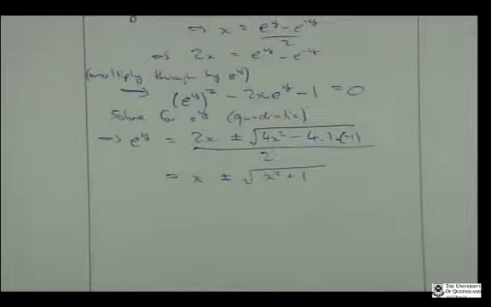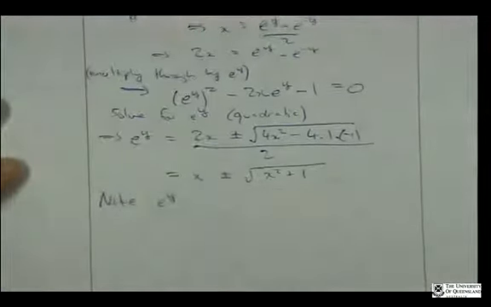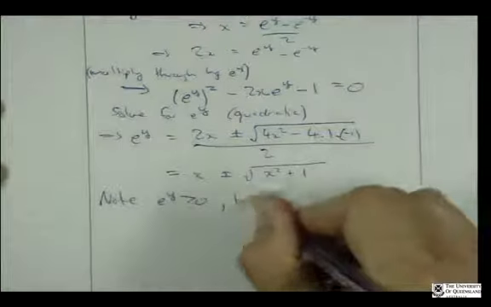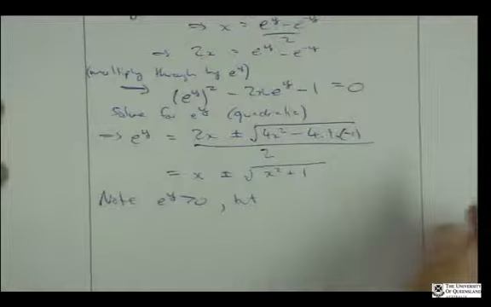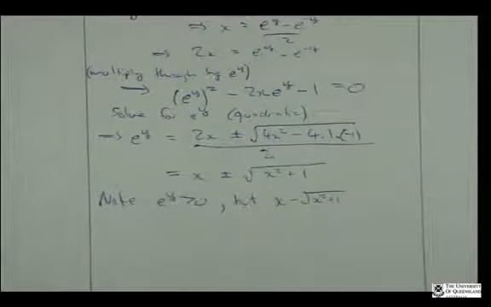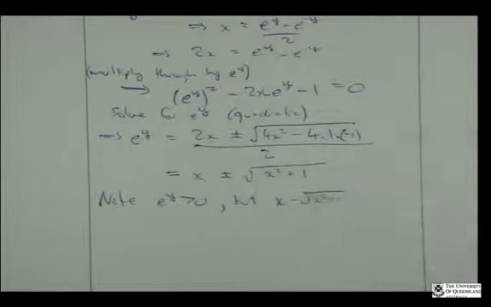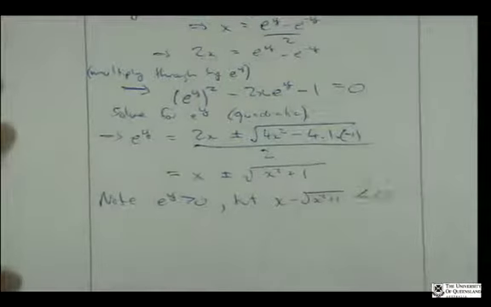Now I've got two choices here, two possibilities. We'll just note that e to the y is always positive. But if I were to choose the minus sign, x minus the square root of x squared plus 1, note the square root of x squared has the same magnitude as x, but the square root of x squared plus 1 has a magnitude just a little bit bigger than x, right? So x minus something bigger than x will give something negative. So this is less than 0.